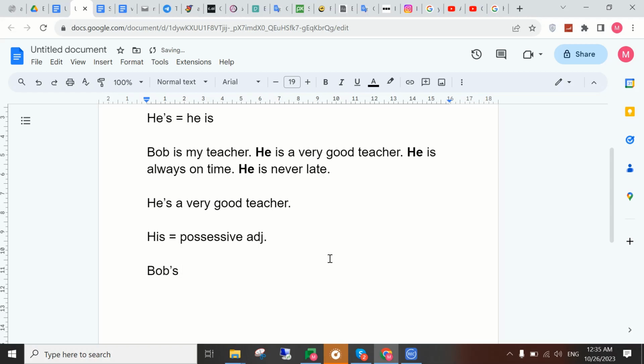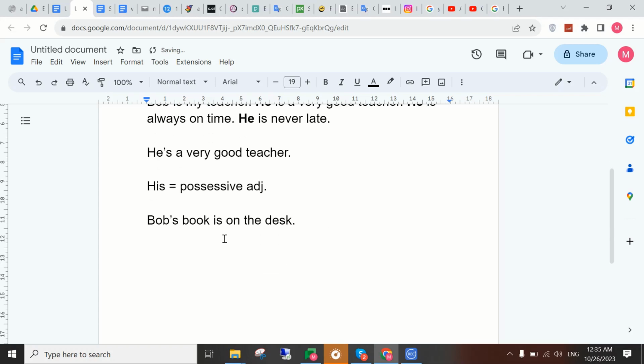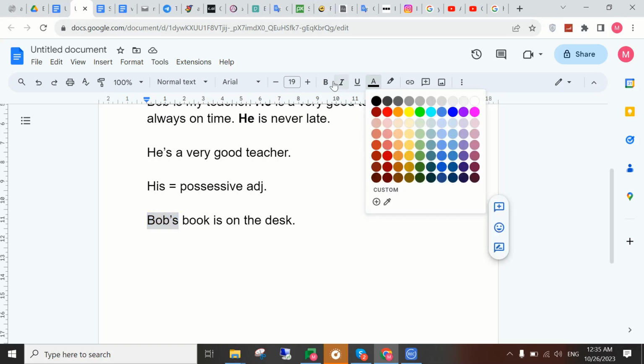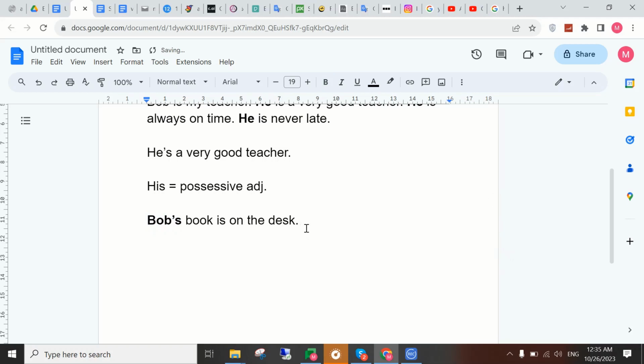Bob's book is on the desk. So Bob's book, it means this book belongs to Bob. This book doesn't belong to me. It isn't my book. It isn't my friend's book. It is Bob's book. So instead of Bob's, I can use his: his book is on the desk. Okay, it shows the possession.